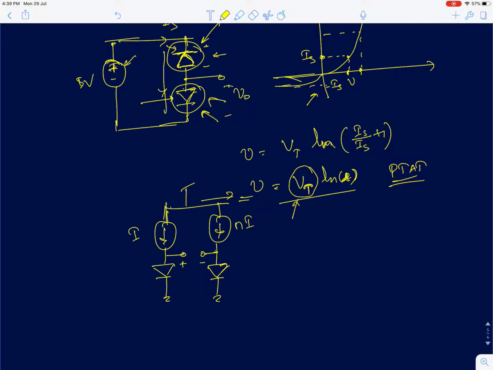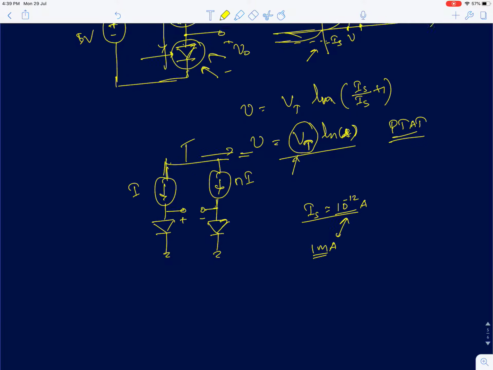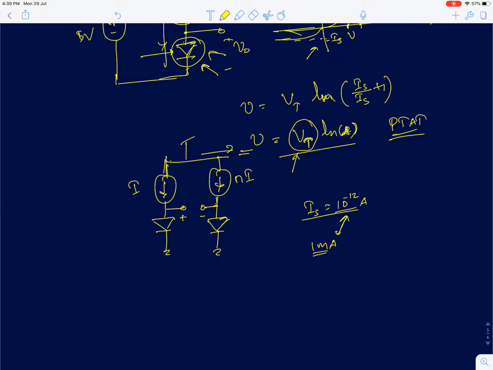And again I'll define one other important parameter, that the reverse saturation current usually will be of the order of 10 power minus 12, which is 1 picoampere, okay, and the normal operating currents would be of the order of few milliamperes. It depends on the circuit, but I'm just giving a general number. So if you see, this ratio is pretty huge, okay. So we'll make this assumption and try to find the voltage. I'm going to call the voltage across the first diode as V1 and the second diode as V2. The output voltage is V1 minus V2.